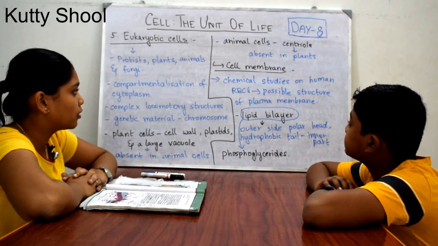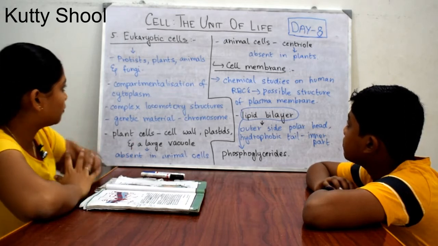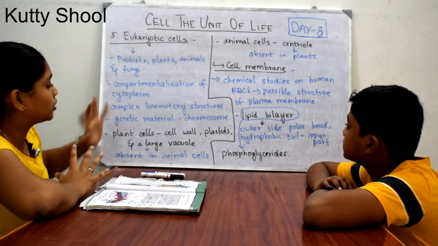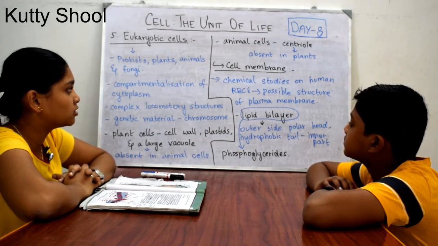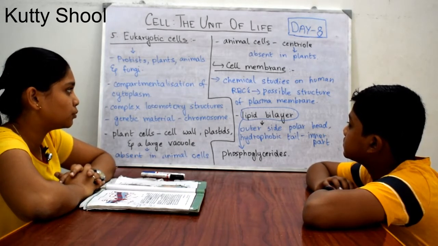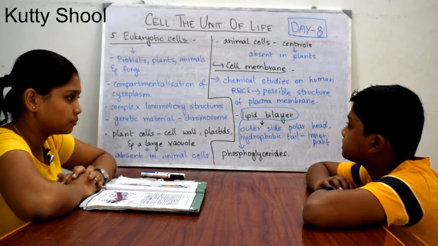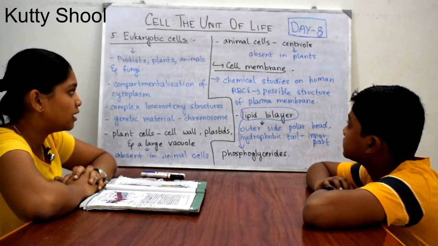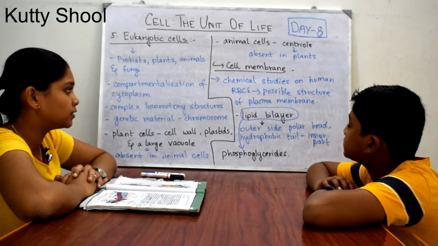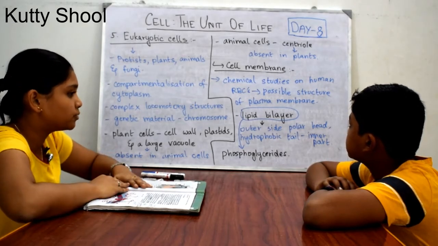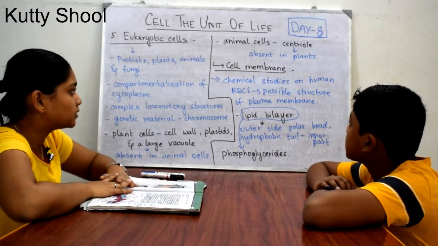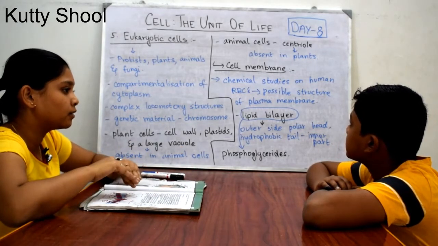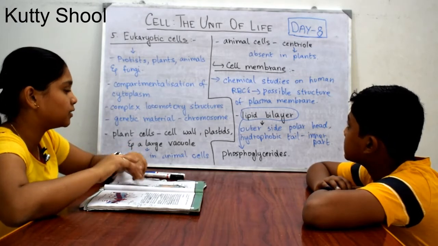Now we have seen generally about eukaryotic cells. We are going to discuss the first subtopic under eukaryotic cells, which is the cell membrane. The cell membrane is also known as the plasma membrane. In plants, the outermost layer is the cell wall and the second layer is the cell membrane.